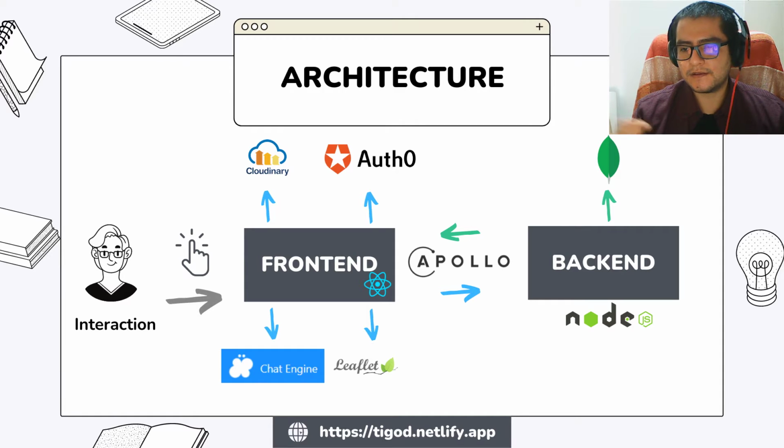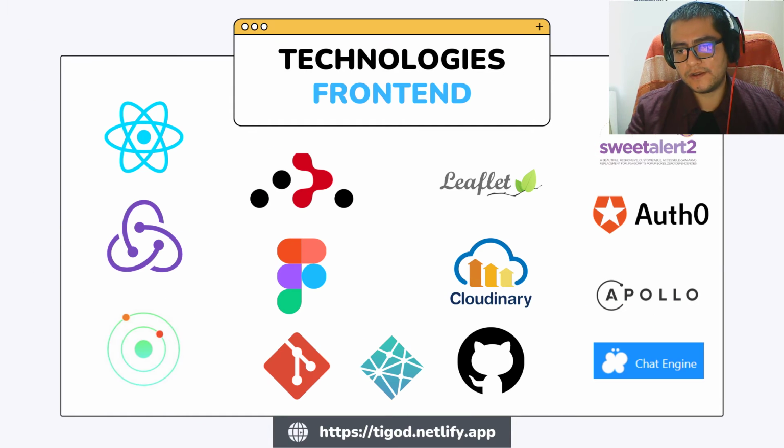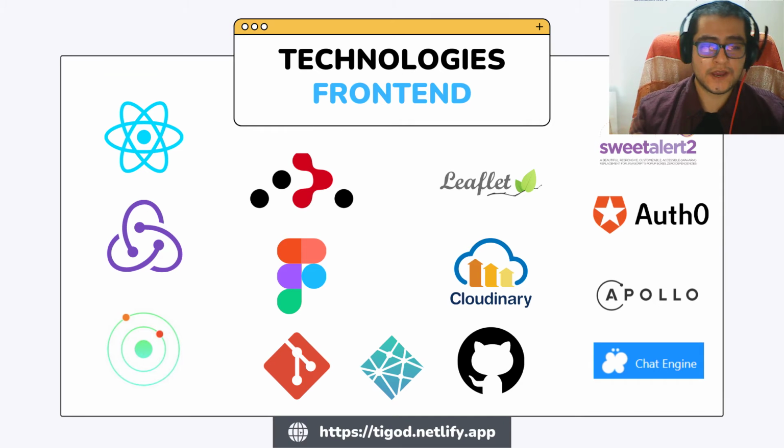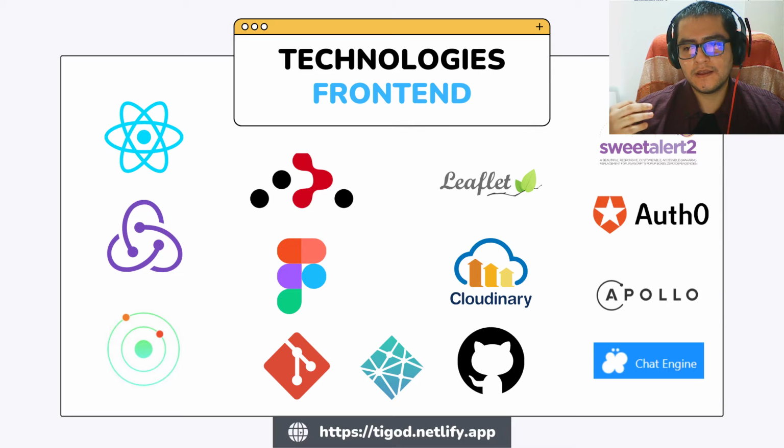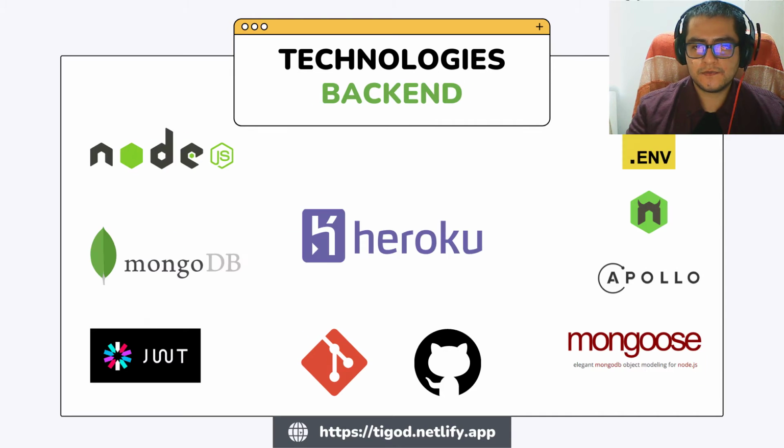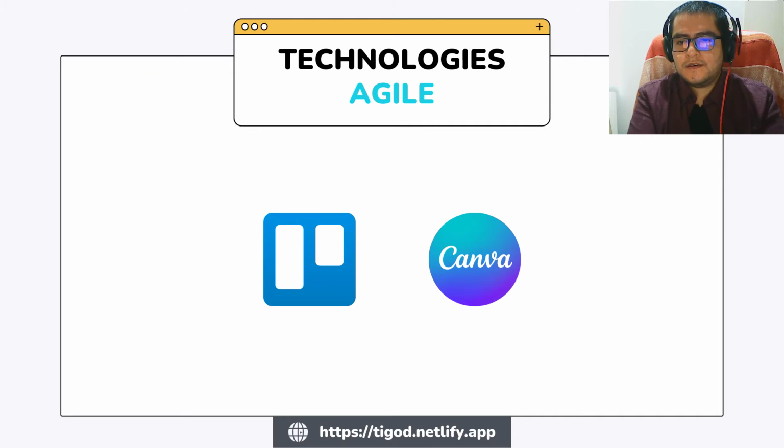In the backend, I use Node, Mongo, and more technologies than I'm going to detail here. Well, in the front, I use React, React Redux, React Router, Figma, Git, GitHub, the Leaflet, Cloudinary, Auth0, Apollo, ChatEngine, SweetAlert. To the backend, I use Node, Mongo, JSON Web Token, Heroku to the deployment, and more libraries. Well, for the agile methodology, I use Trello and use Canva.